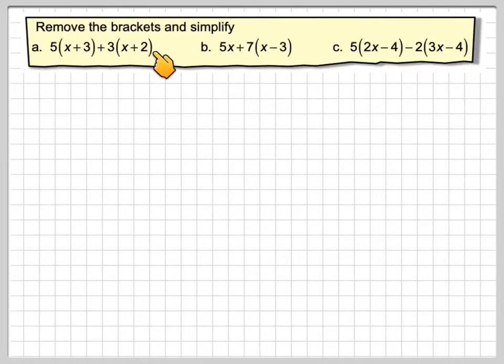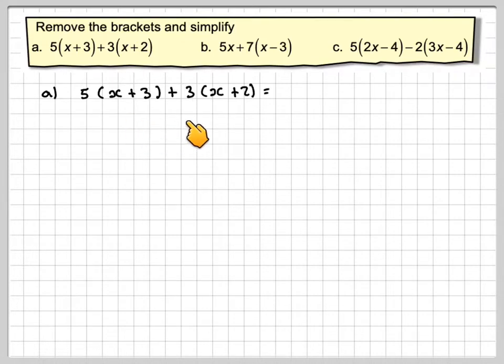Remove the brackets and simplify. Okay, A, B are quite easy, and then C is a little bit harder. So we've got 5 brackets x plus 3 plus 3 brackets x plus 2.